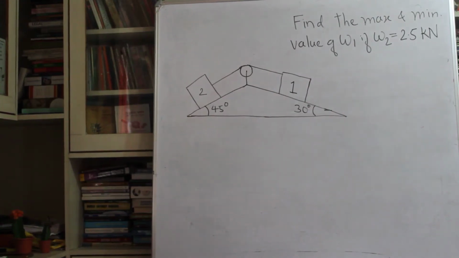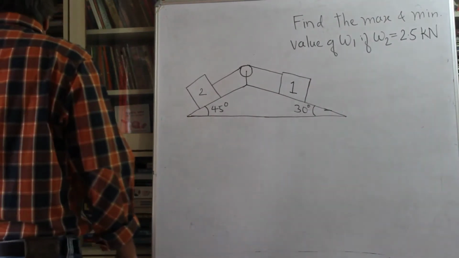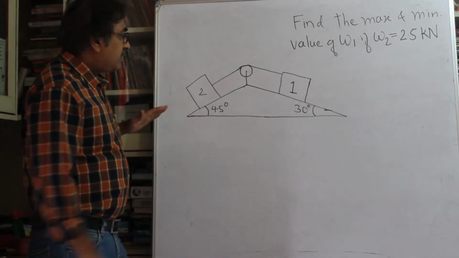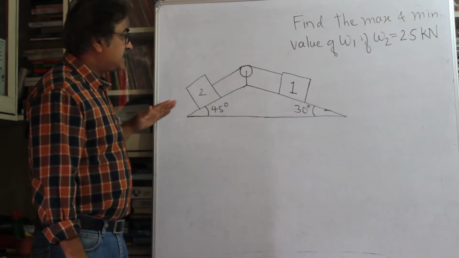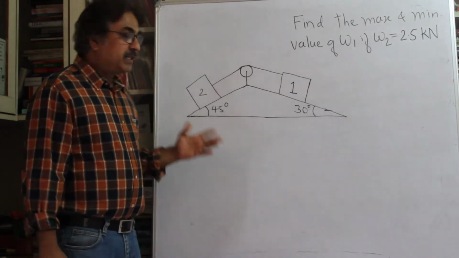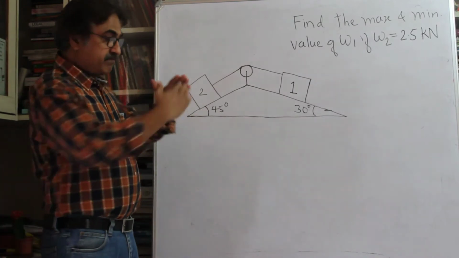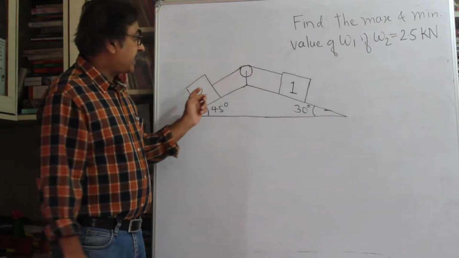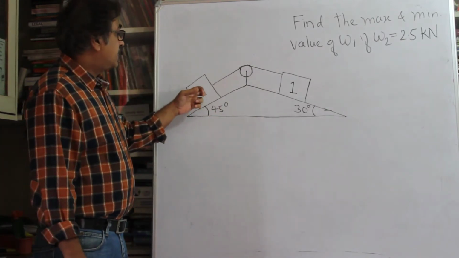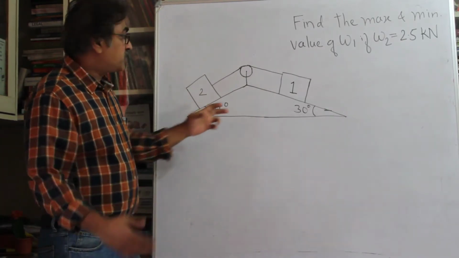Welcome back. So here is the next problem. Read the problem. You have two planes which are inclined, making angles 45 and 30 with the horizontal respectively. On these inclined planes are placed two weights. They are attached by a string which is run over a pulley. This is weight 2, or body 2, and body 1.